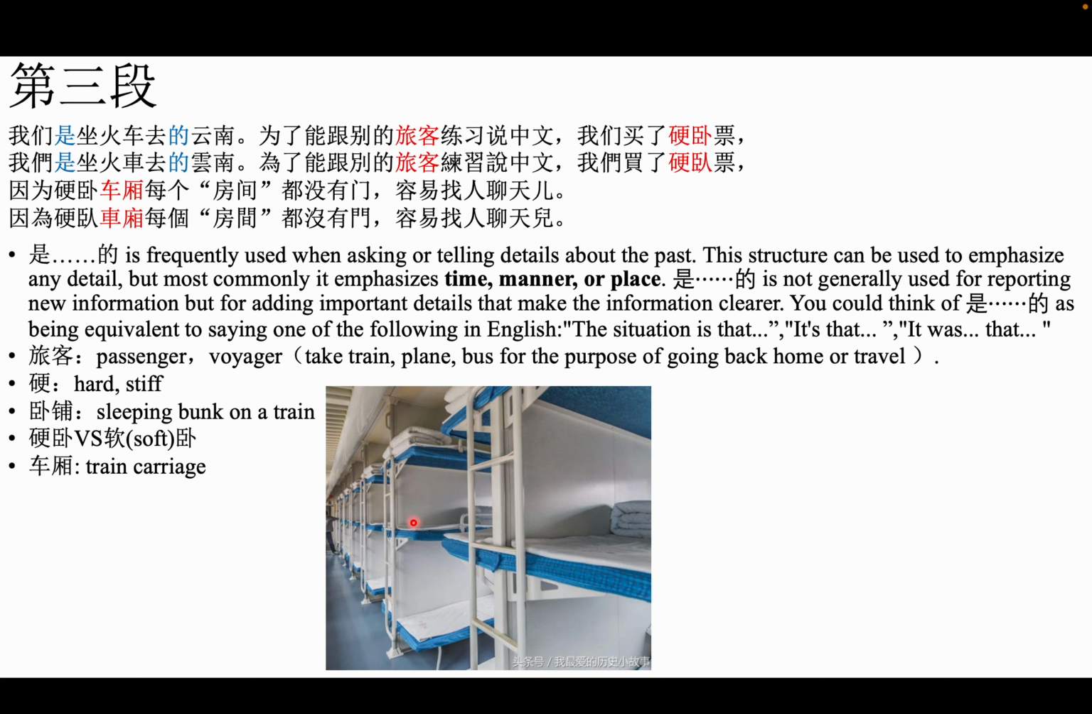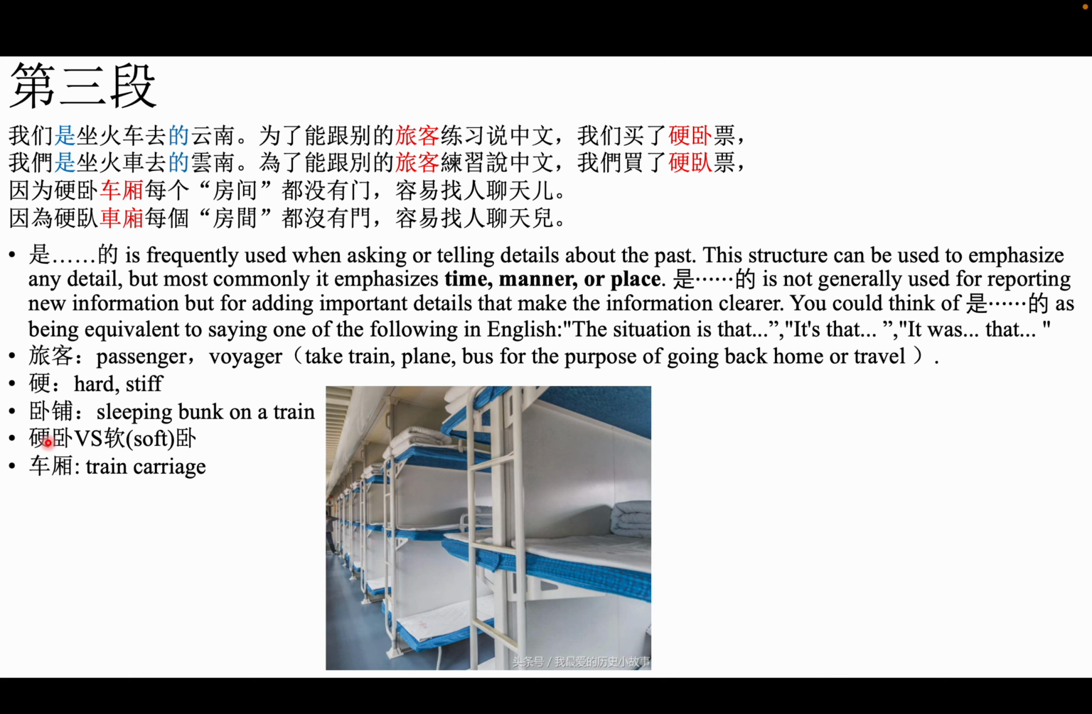上铺、中铺、下铺。Can say 卧铺, we use 铺: 上铺、中铺、下铺。On the right, 上铺、中铺、下铺。This is a room, however, it doesn't have door. 每个硬卧车厢的每个房间都没有门，容易找人聊天。Of course, it's easy for you to chat with others. You can go to anywhere to chat if they are willing to chat with you.